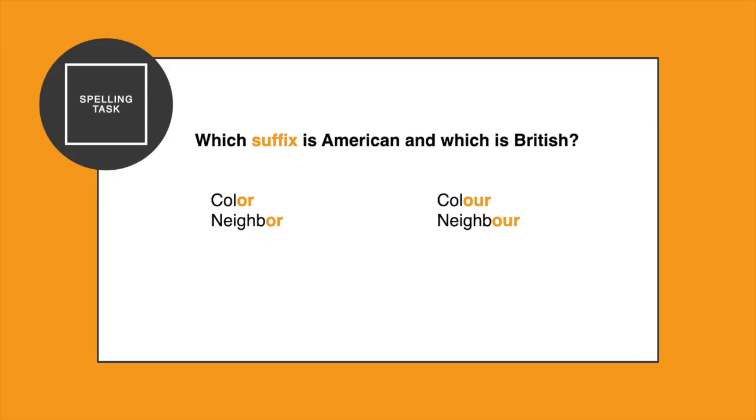Now it is time for some tasks. Which suffix is American and which is British? So now pause the video and press play when you're ready to review. Let's have a look at the answers. The American suffix is OR, whereas the British is OUR. Let's do another one. Which suffix is American and which is British? Pause the video now.